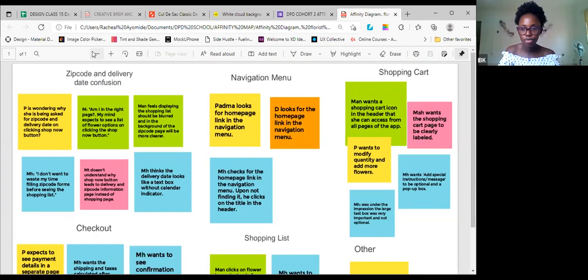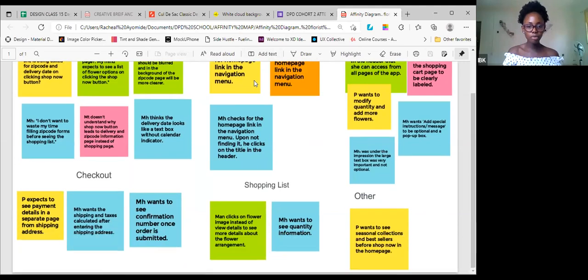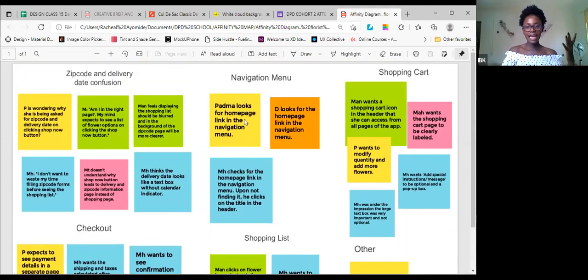Let me reduce. Yes. Okay, so this is an affinity mapping for a florist shop. This is just a sample. Somebody is probably wondering, why do we have so many colors? Each color depicts a participant.